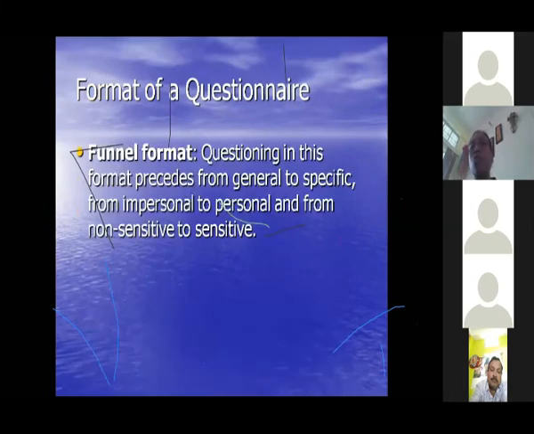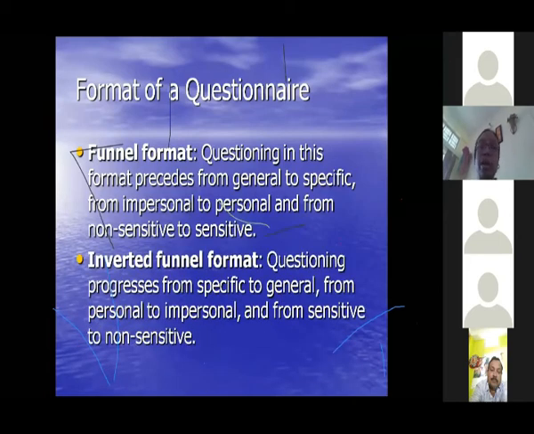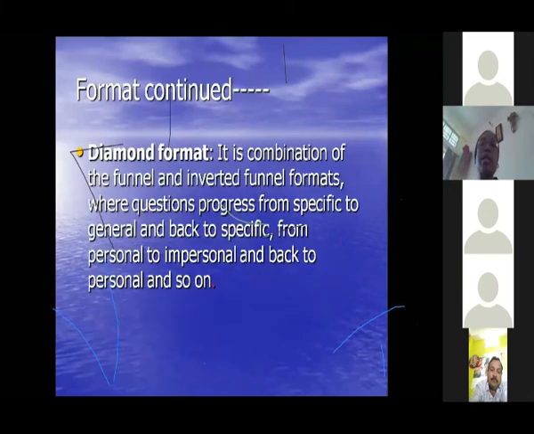There are different formats of questionnaire. One is the funnel format, in which questioning proceeds from general to specific, from impersonal to personal, and from non-sensitive to sensitive. On the other hand, in the inverted funnel format, we proceed from specific to general questions, from personal to impersonal, and from sensitive to non-sensitive. The diamond format is a combination of funnel and inverted funnel formats, in which questions progress from specific to general and back to specific, from personal to impersonal and back to personal, and so on.